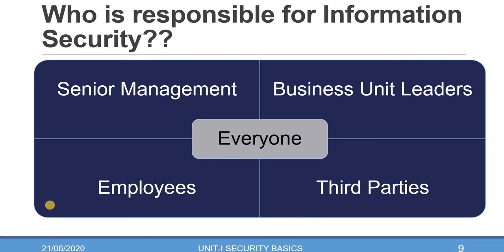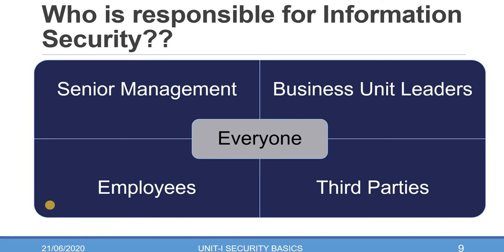Suppose you are thinking of a business, then every person involved in that organization is responsible for information security. How? Senior management, it's a top-down design. Senior management is responsible for designing. They identify the different types of information, which information is to be kept confidential, which information is to be available 24 hours, or something like that. So they work on designing the information security policies at the management level.